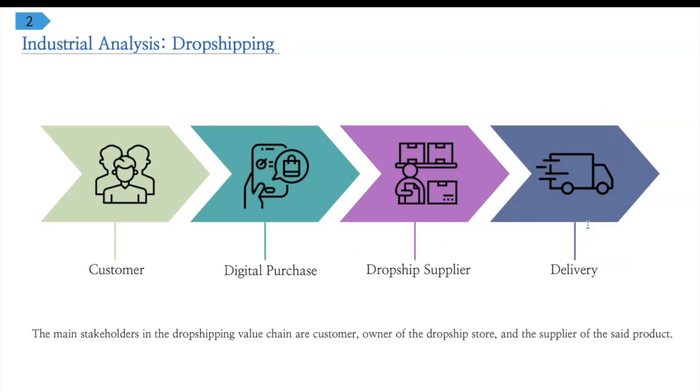To explain the value chain shown above, the customer buys the product off the dropship retailer, where the transactions are made digitally. Then, the retailer transfers the order details to the supplier, who then sends the product straight to the customer. In this industry, the retailer only acts as a middleman who connects the customers with the suppliers, and unlike traditional commerce, the retailer does not need to hold any inventory for items to sell. Instead, the supplier is the one who directly sends their items to the customer.